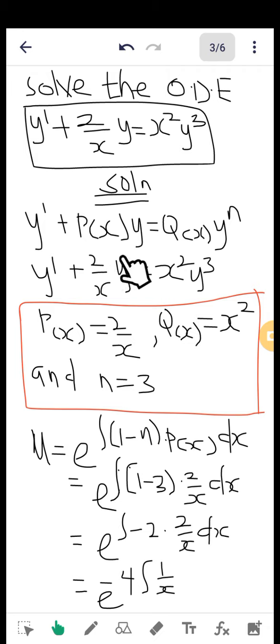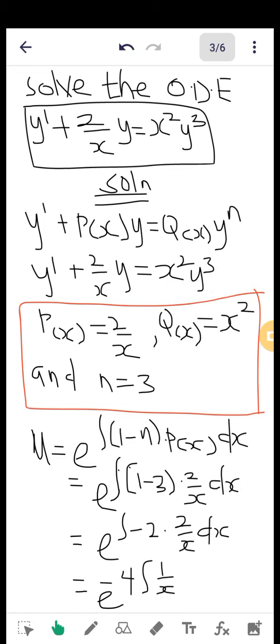So this is the general form for the Bernoulli equation: y prime plus p of x y equals q of x y exponent n. So I can compare this to the general equation for Bernoulli. I see they are almost the same. So here's my y prime, my p of x, that's the 2 over x. This y, my q of x, this is my x square, my y exponent n.